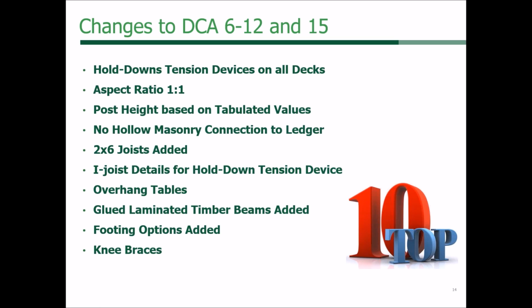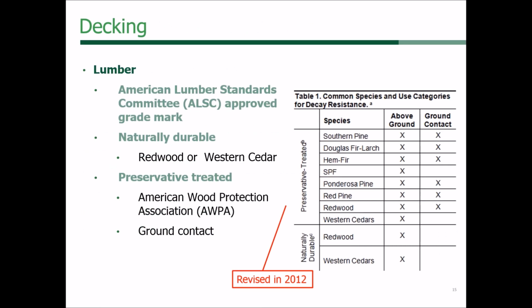The overhang table or cantilever table for the joist is changed significantly. The beam table, we added some glue laminated timbers because I know at least in Colorado in places they use that. Some more footing options were added, and knee braces. What was required for knee braces was changed a little bit. So let's start from the top going down.